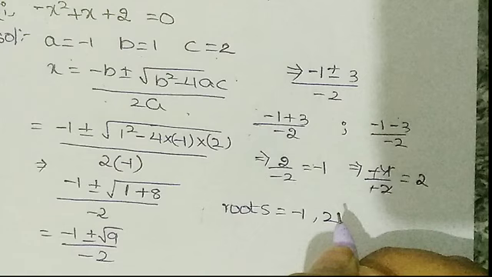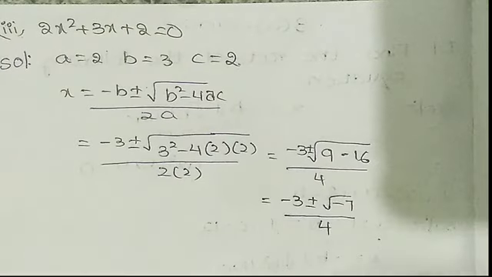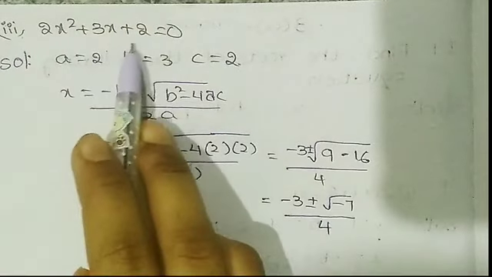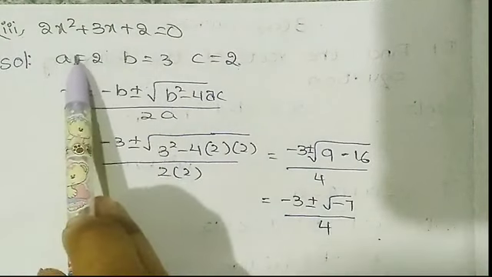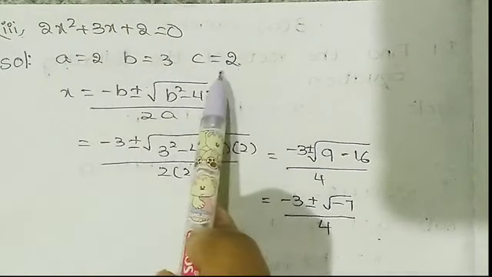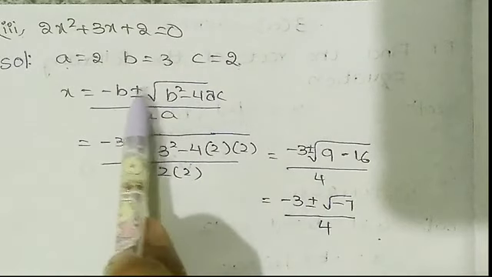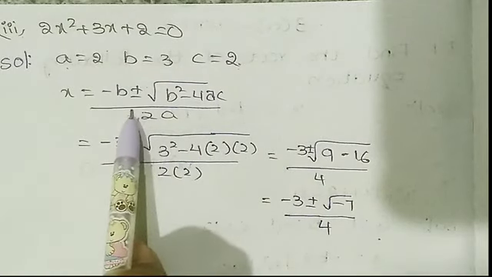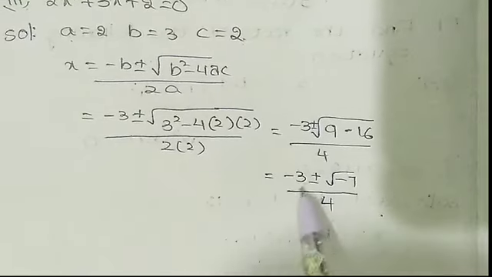Now after rationalizing 30 by root 5, 30 into root 5 by 12 into root 5 into root 5, 5 sixes are 30, 6 twos are 12. So root 5 by 2 comma minus 1 by root 5 are the roots of the given quadratic equation.